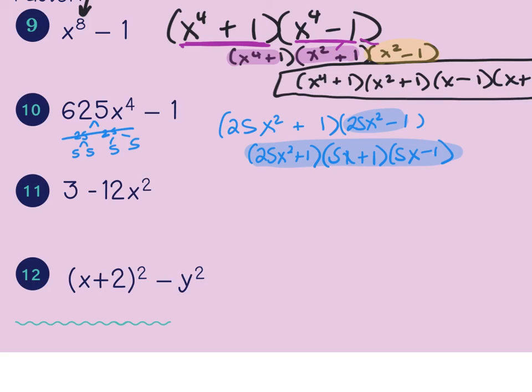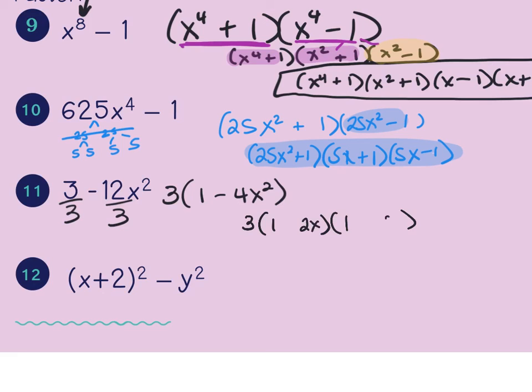All right, number 11, you can take a 3 out, right? So if I take a 3 out here, I'd get 3, divide each of these by 3, and I'd get 1 minus 4x squared, the 3's on the front. And then, again, difference of two squares, right? 1's a perfect square, 4x squared is a perfect square, so this becomes 3. Square root of 1 is 1, square root of 4x squared is 2x. 1's a plus and 1's a minus, and that's as factored as you can get it. If you didn't catch the 3, obviously you wouldn't have been able to do the difference of two squares. So always make sure you're checking for greatest common factor first. Questions on that one?